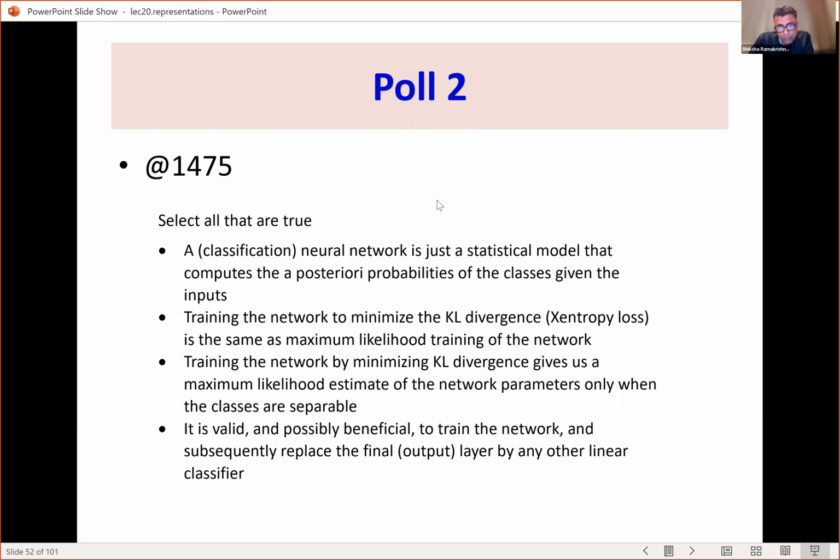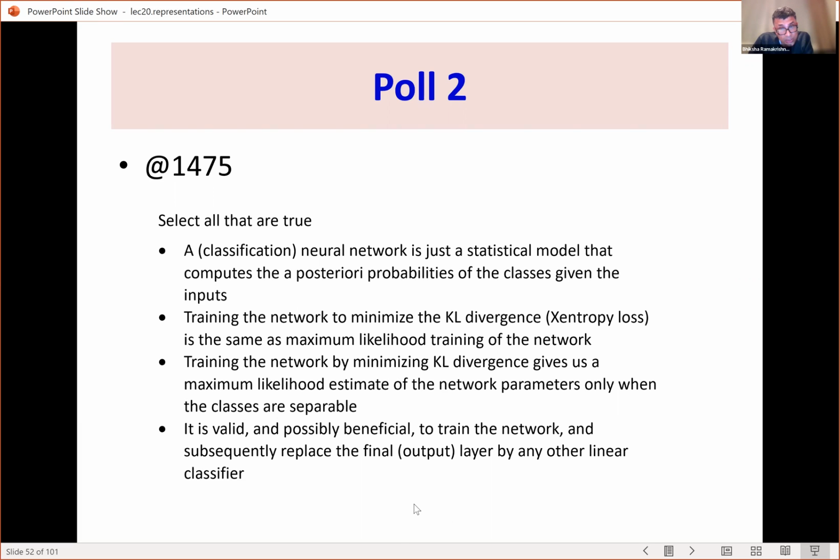Is this first statement true? A classification neural network is just a statistical model that computes the a posteriori probabilities of the classes given the inputs. It is true. What about the second statement? Also true. Training the network to minimize the KL divergence is the same as maximum likelihood training of the network. What about the third one? Training the network by minimizing the KL divergence gives us an ML estimate only when the classes are separable. That is not true, right?